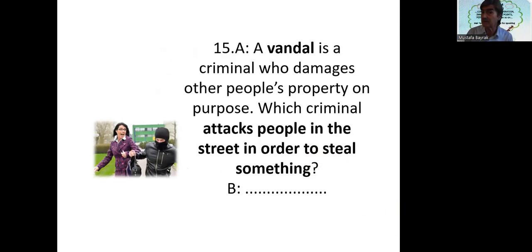Which criminal attacks people in the street in order to steal something? Is this a way of earning money? Of course not. It is illegal, it is unethical, it is not logical, it is wrong. So who is that criminal? That kind of criminal is called a mugger, as you know. A mugger attacks people in the street in order to steal their bag or their belongings.